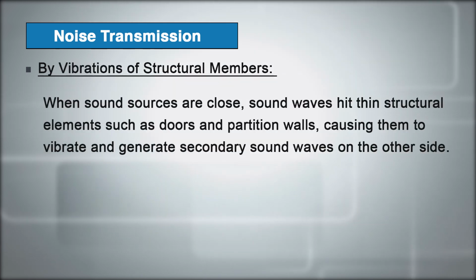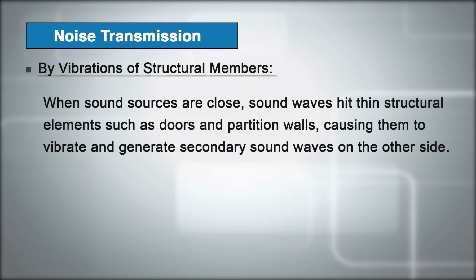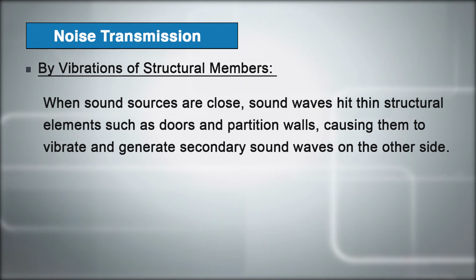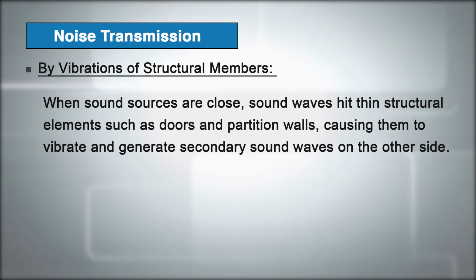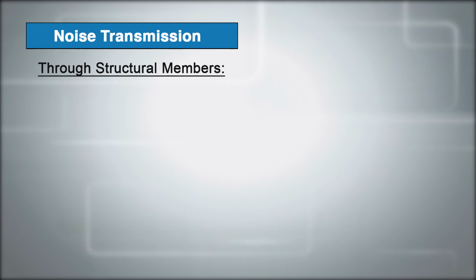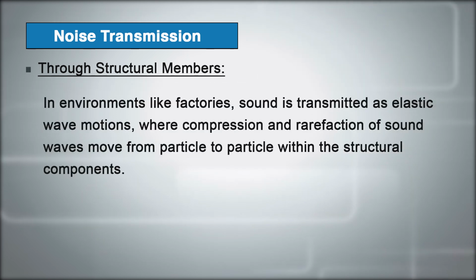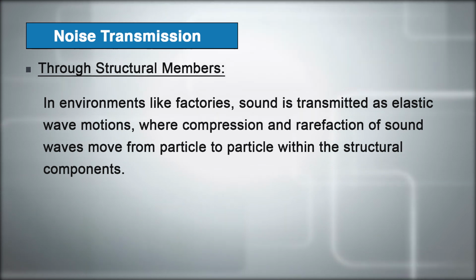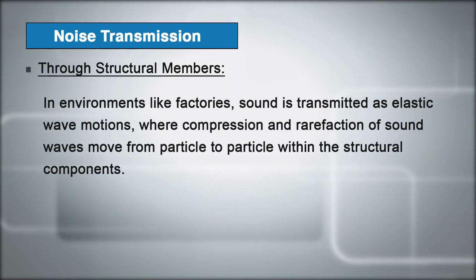Second is by vibrations of structural members. When sound sources are close, sound waves hit thin structural elements such as doors and partition walls, causing them to vibrate and generate secondary sound waves on the other side. Next is through structural members. In environments like factories, sound is transmitted as elastic wave motions, where compression and rarefaction of sound waves move from particle to particle within the structural component.